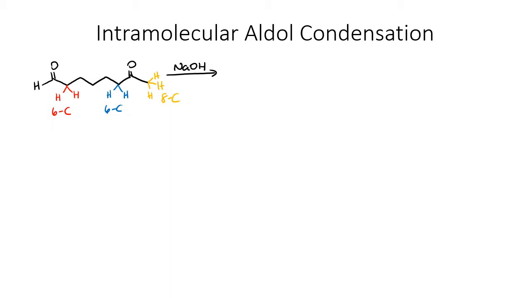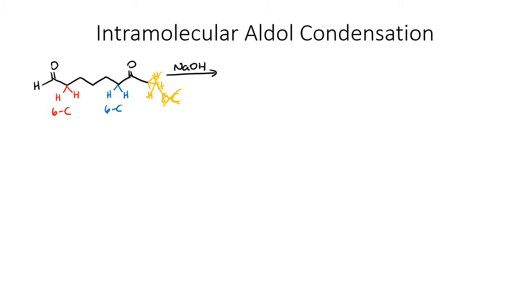Now we learned in Chem 226 that the ideal ring size is 6 atoms. So our goal is going to be to form a 6-membered ring. 5-membered rings are also favorable as well. So with all the intramolecular aldol condensations, the goal is to form a 5 or 6-membered ring. So that means our orange hydrogens will not be removed.